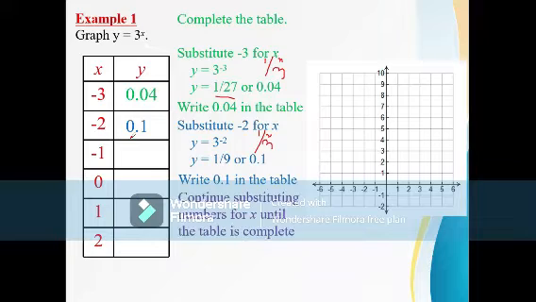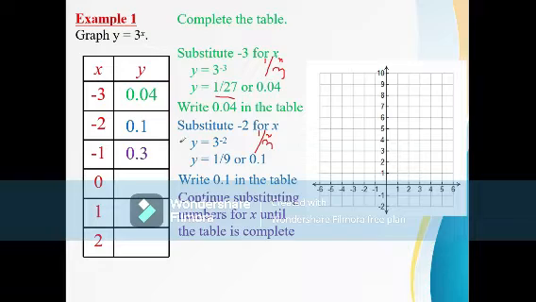Okay, next, let's continue. Continue substituting numbers for x until the table is complete. So if x is -1, what is our y? The value of our y would be 0.3.